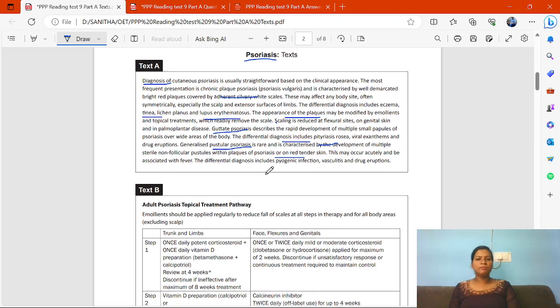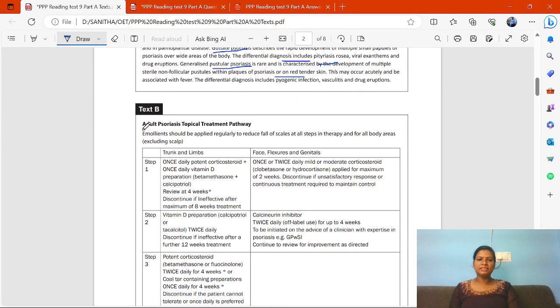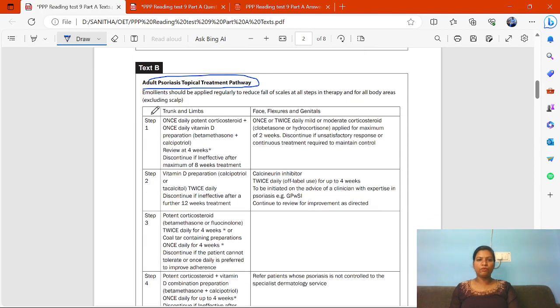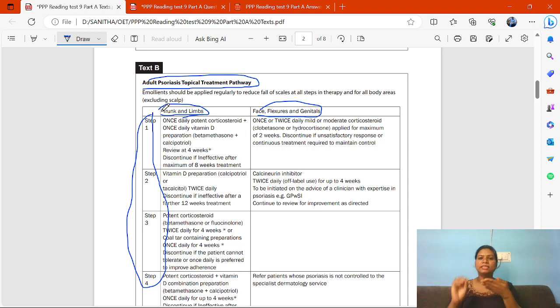Then come to text B, which is the adult psoriasis topical treatment pathway. They are saying four steps, and you have to underline this also. See here, if it is the trunk or limbs, if it is the face, flexures or genitals, what treatment we have to use. These are the points they are saying, so you have to underline them. Are you getting my points?